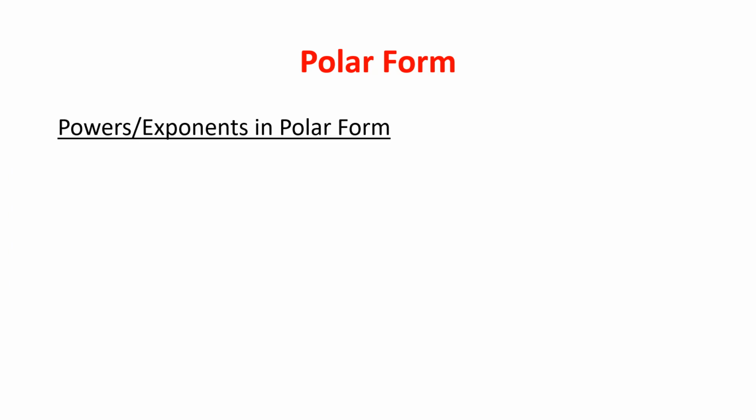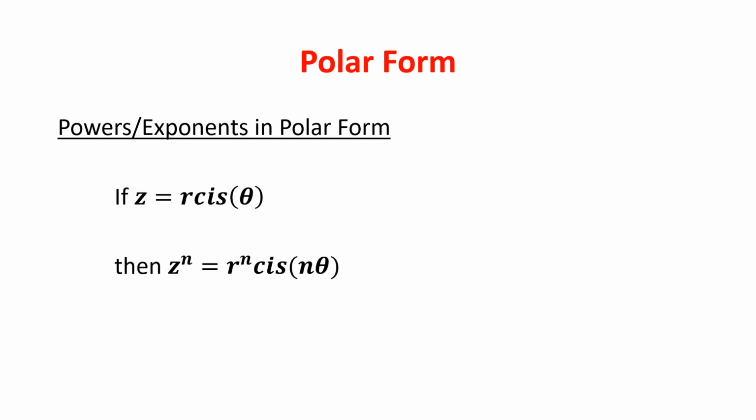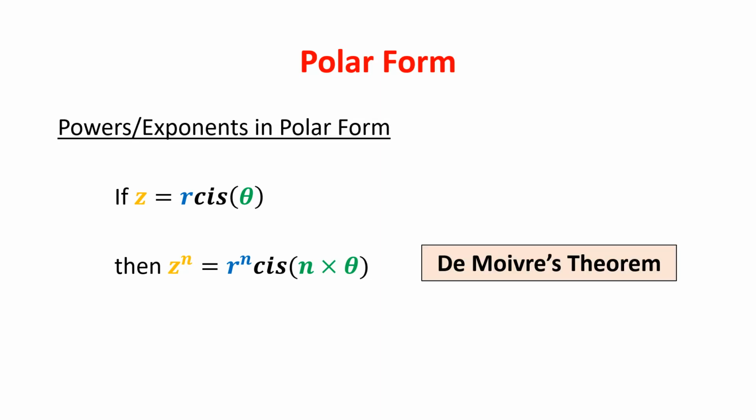Okay, in this video, we're going to explore how to raise a complex number to a power in polar form. And here's the rule we're going to learn. If the complex number z is equal to r cis theta, then to raise z to the power of a number n, we go r to the power of n, cis, and then we go n theta, which means n times theta. So we don't raise the argument to the power, we just times it by the number in the power. Now this rule has been named after a mathematician, de Moivre, and it is called de Moivre's theorem.